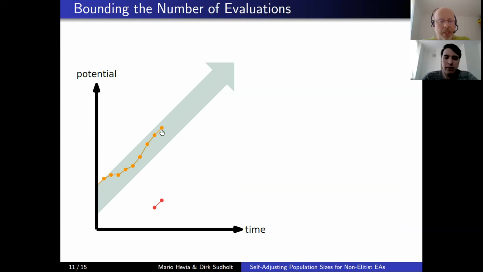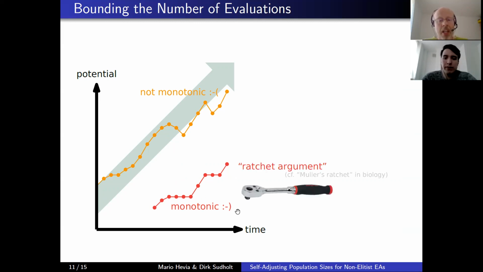And now, if the current fitness increases, this lower bound also increases. If the current fitness decreases, this lower bound remains the same, and so on. So what this in fact does is turn a non-monotonic function like the current fitness, which can go up and down, into a monotonic function that can only go up in one direction. And we call this a ratchet argument, because in a ratchet you can also only move in one direction.